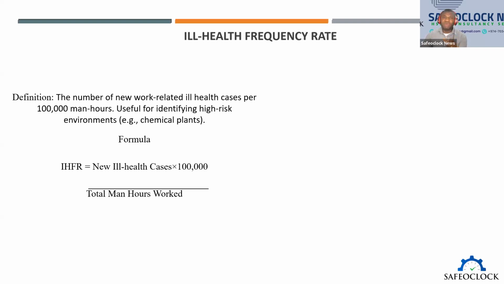Then the ill health frequency rate is just the number of new work-related ill health cases per 100,000 man hours worked. The formula is the new health cases multiplied by 100,000 divided by total man hours worked.